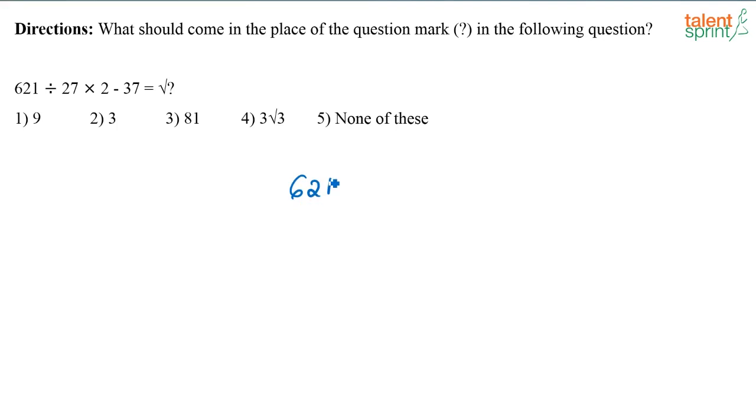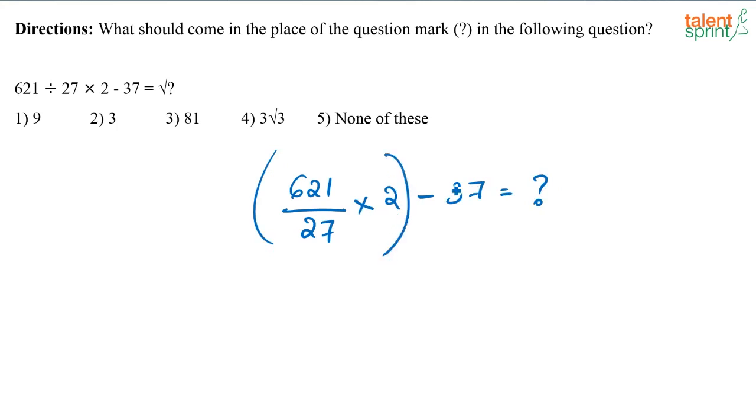This one is very easy. You just have to write it down correctly and solve. 621 by 27 into 2 minus 37, that is equal to question mark. So let's do the divisions and the multiplications first. That's how we do it using BODMAS rule, right? And keep the subtractions towards the end. So let's do this part first. So what will you get? 27 into 23 is 621. So you have 46 minus 37, that is equal to 9, right?